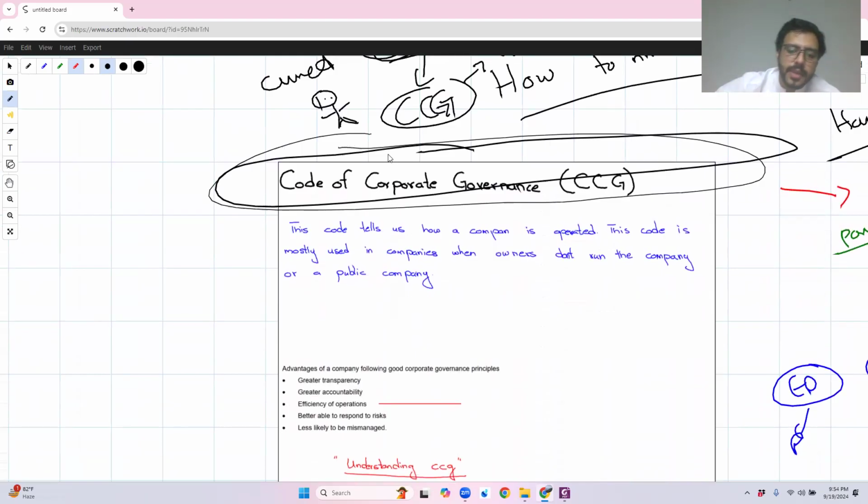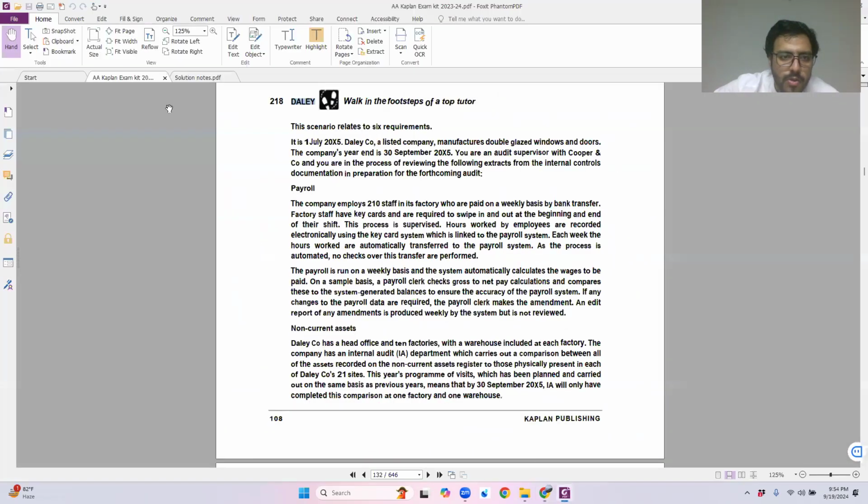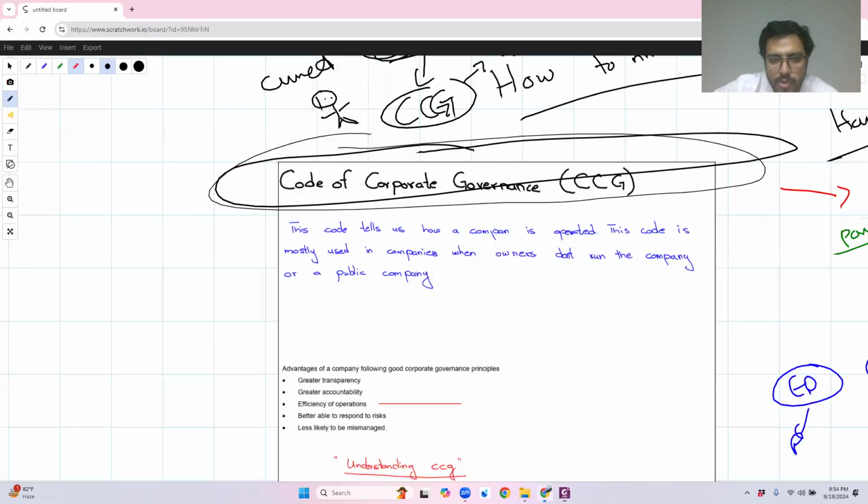This is chapter number 3. Let me open up the book first of all. Do I have the book open? No, I don't have the book open. So chapter number 3 within your Kaplan study text is all about CCG. If you want to read it, I would just recommend that after the end of today's lecture, just read it once. Do not learn anything from the book. You don't need to learn anything from the book. But you need to learn each and every single thing from the notes that I'm about to give you.